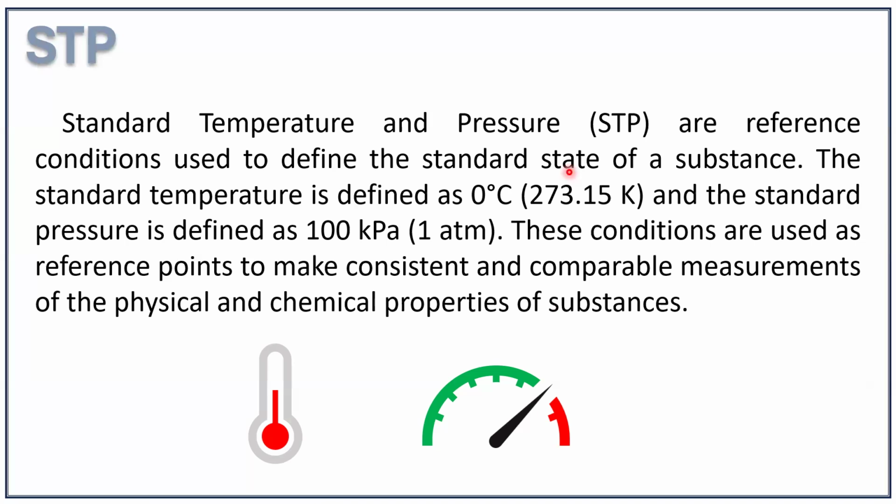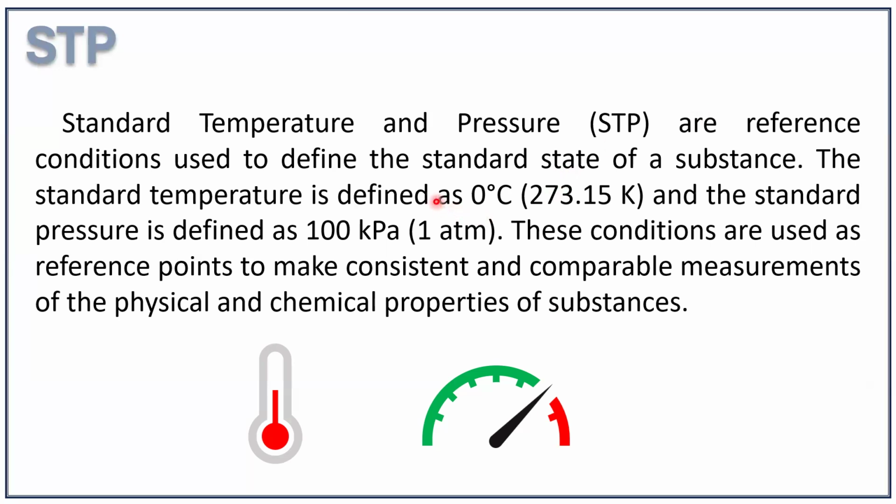So if you want to specify the state of a substance, you need to specify the temperature and pressure. It is always difficult to specify the temperature and pressure every time we want to specify the state of a substance. So naturally, what we do is we take a standard condition, that is a specified temperature and pressure. That is known as the STP.